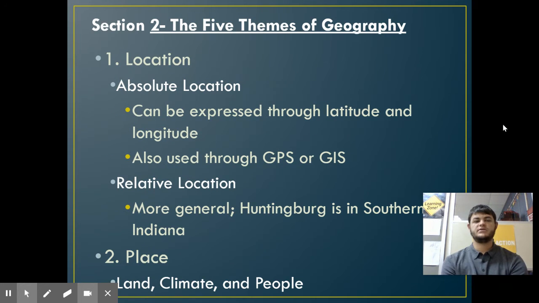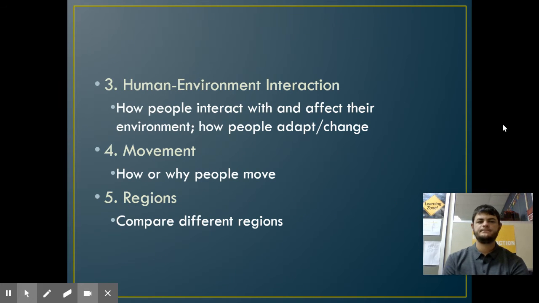Location, there's absolute location, which is expressed through latitude and longitude, or also through GPS. And there's relative location, so it's more general, saying something like Huntingburg is in southern Indiana. That's a general location. It's a relative location. It's not exact. Place is the second one. Just talks about land, climate, and people of a given place.